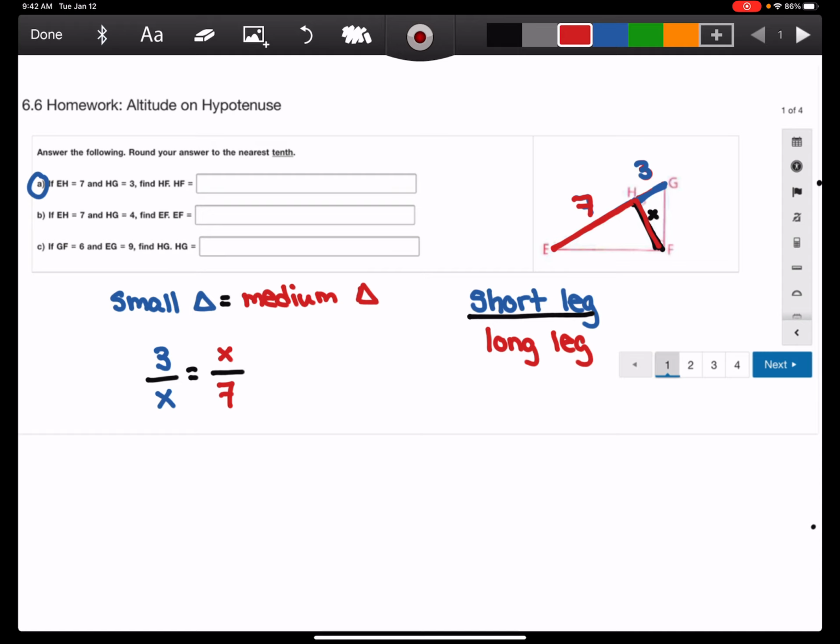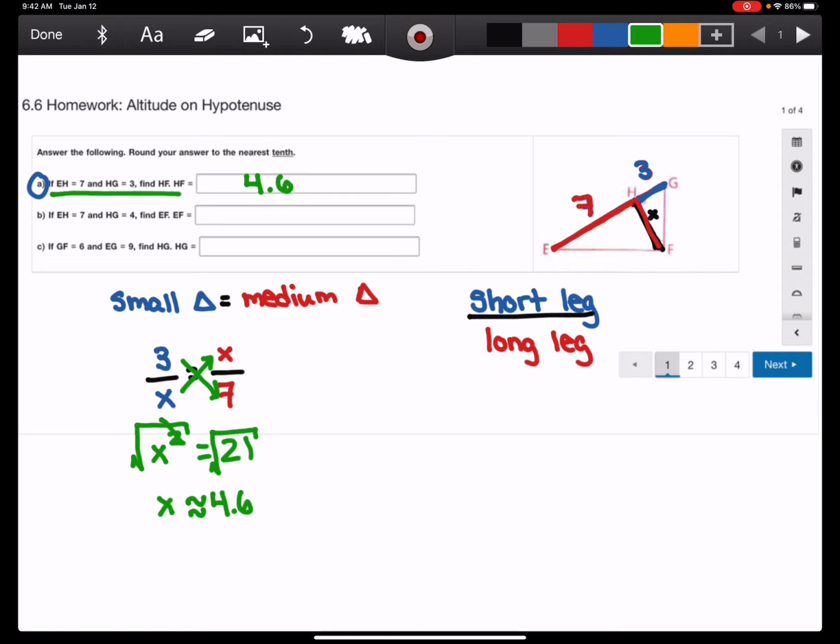From here, we're going to go ahead and cross multiply. When we cross multiply, we'll get X squared. So let me go ahead and do that in a different color. I'll give us X squared equals 21. From here, we need to get rid of our square, so we take the square root of both sides. The square and the square root cancel, giving us X is equal to the radical 21, which is about, and again, we want to round to the nearest tenth, right? That's what it says right here, which is about 4.6. So therefore, for letter A, HF is equal to 4.6 if these conditions are met.